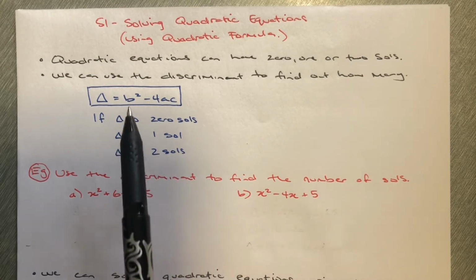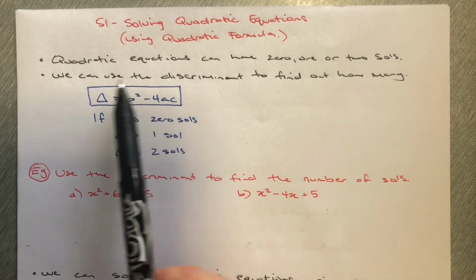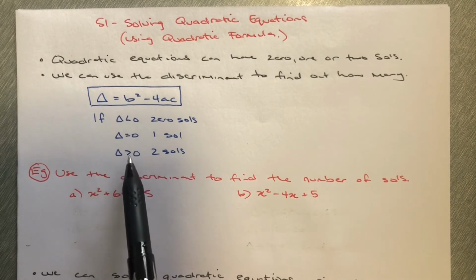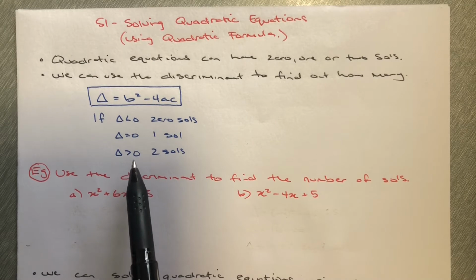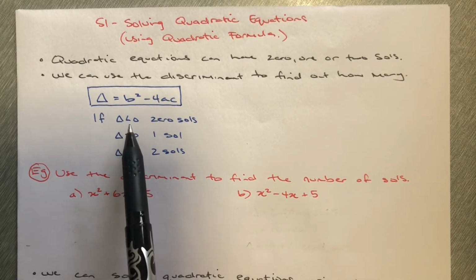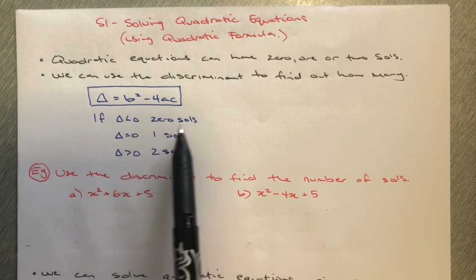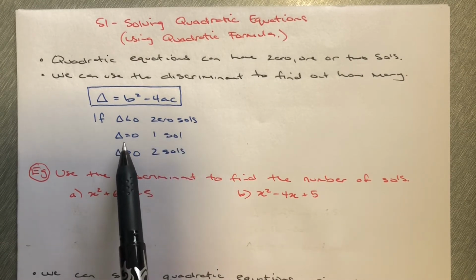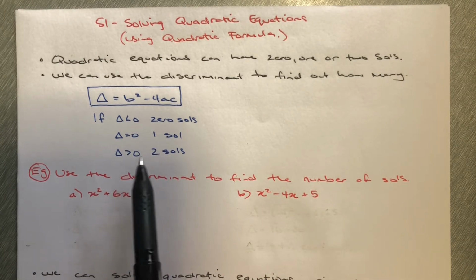So when we plug in our a, b, and c into this rule here, the answer that we end up getting will tell us the number of solutions we have. If the answer is less than 0, so a negative number, we're going to have 0 solutions to that quadratic equation. If the answer is 0, we'll have 1 solution. If the answer is greater than 0, so a positive number, we'll have 2.